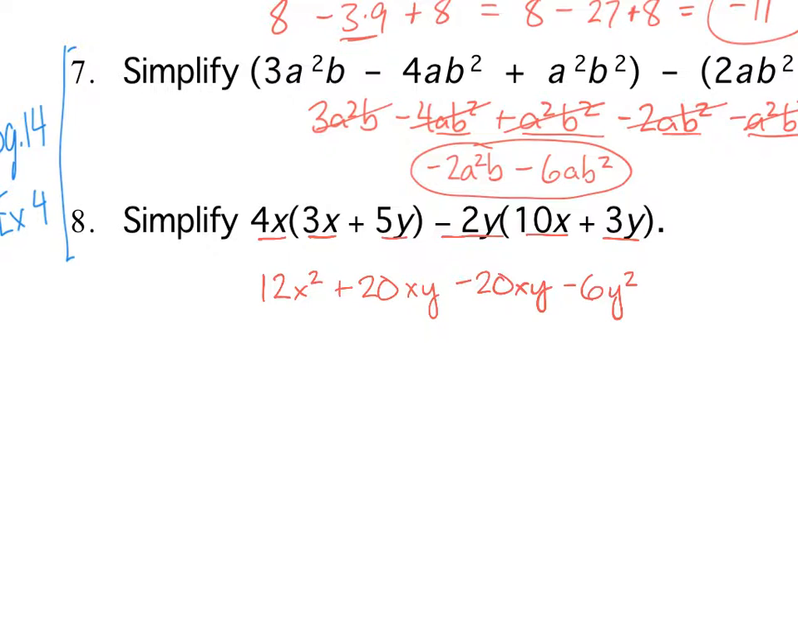Once you've distributed and gotten rid of the parentheses, now you want to look and see if there's any like terms you can combine. I only have one term that's x squared, so it's going to stay like it is. Then I have two different terms that have x times y. I combine them by adding their coefficients. Positive 20 with a negative 20 makes a 0, so that term is going to go away. I won't have an xy term in my answer. And then the negative 6y squared doesn't have anything else to combine with, so it just comes down. And that's our answer.